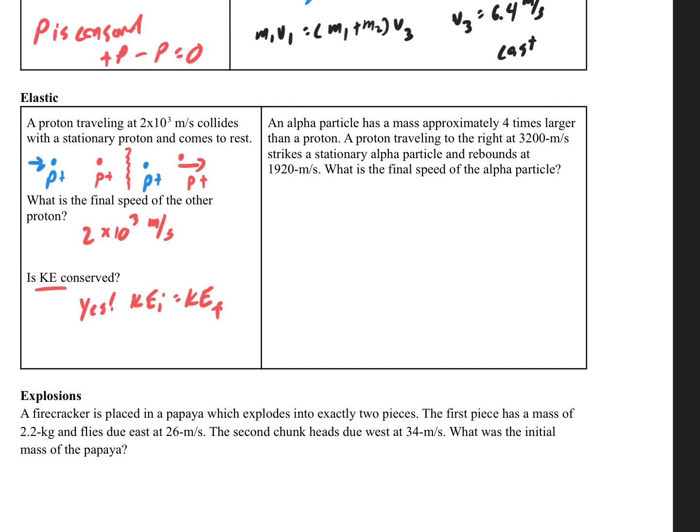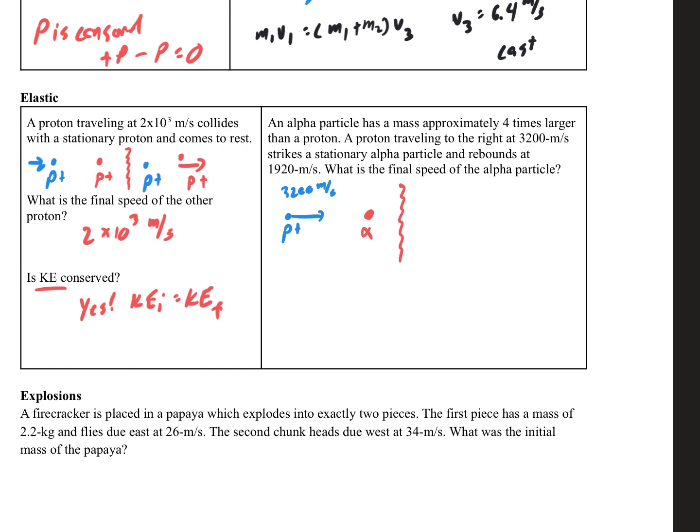So a quick example is a little alpha particle traveling. It has approximately 4 times the mass of a proton. So a proton is traveling to the right, strikes it, and then rebounds at, whatever, right, 1920 meters per second. What is the final speed of the alpha particle? So the easiest thing to do on these is to make a quick sketch of what's going on. So here's my proton, just sitting there, traveling at 3,200 meters per second. Here's my little alpha particle. He's kind of a big guy.